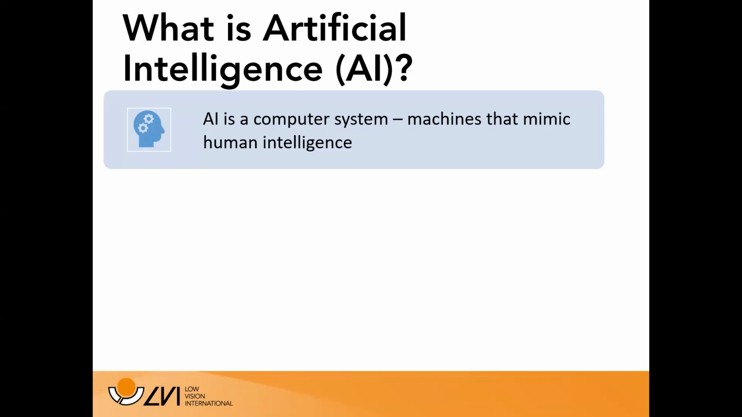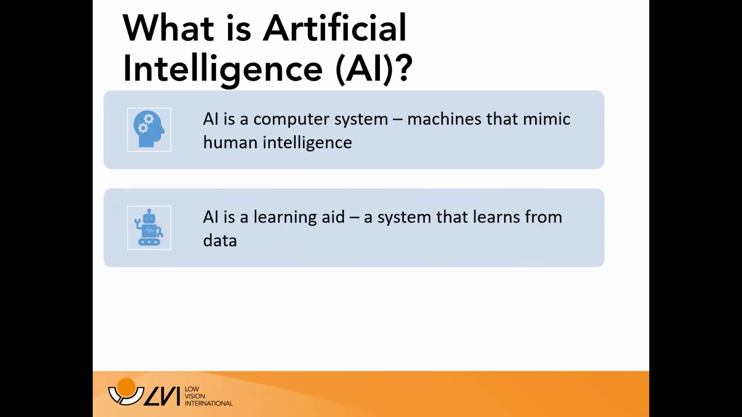Artificial intelligence is a computer program or system designed to perform tasks that typically require human intelligence, such as learning, reasoning, problem solving, and decision making. The second little graphic on our slide is a picture of a robot, almost looks like Rosie from the Jetsons. And it says AI is a learning aid, a system that learns from data.